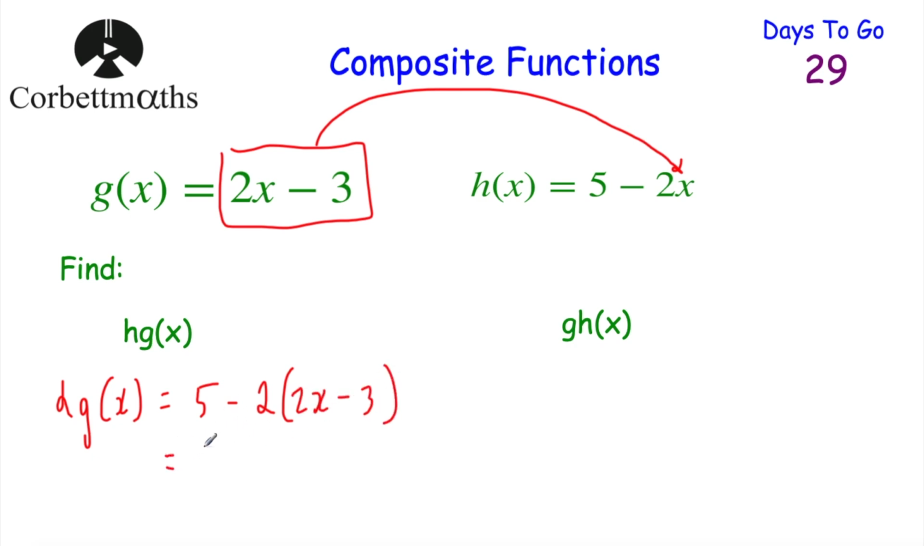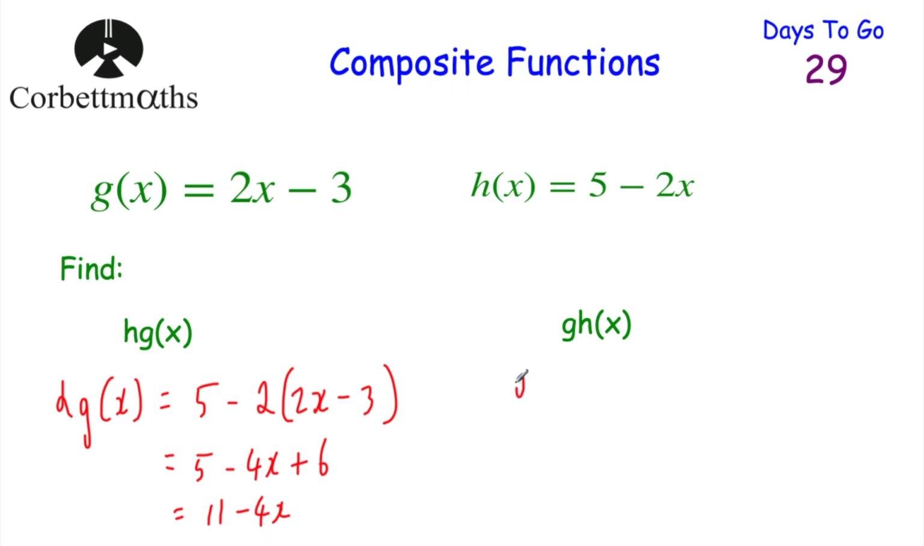Now we need to expand our brackets, so we've got 5. Then we've got minus 2 times 2x, that's going to be minus 4x. And then we've got minus 2 times minus 3, that's going to be positive 6 or plus 6. And then if we simplify this, we've got 5 plus 6 is 11, and then we've got our minus 4x. So we've got that hg of x is equal to 11 minus 4x.